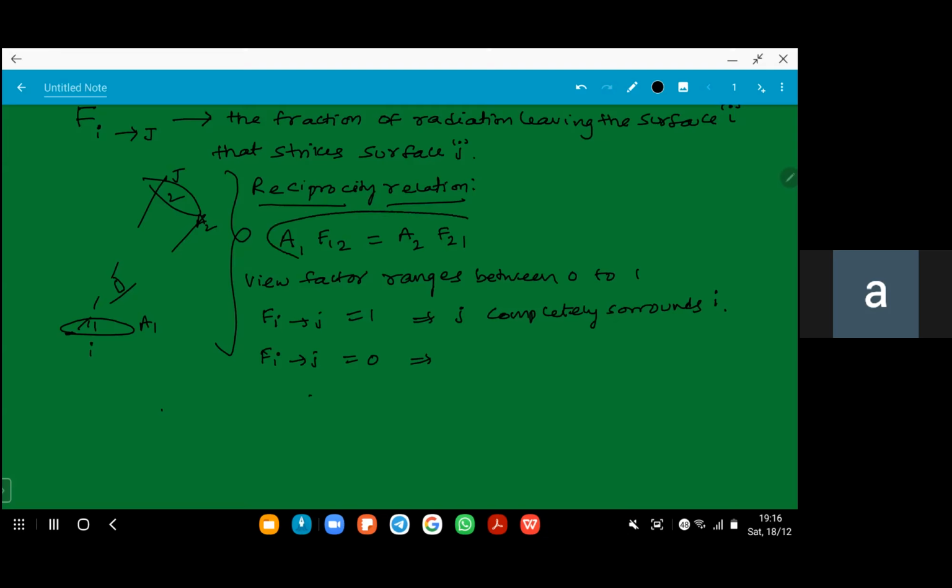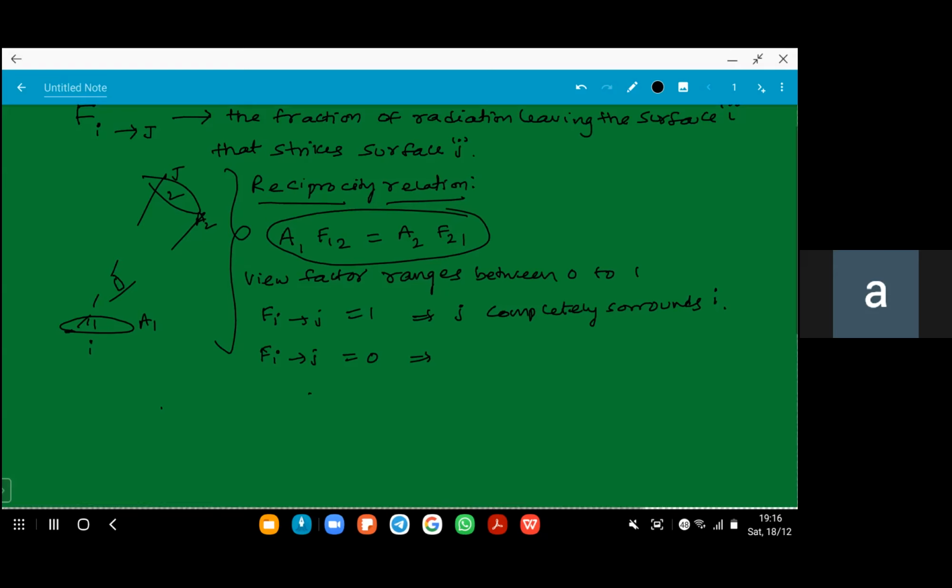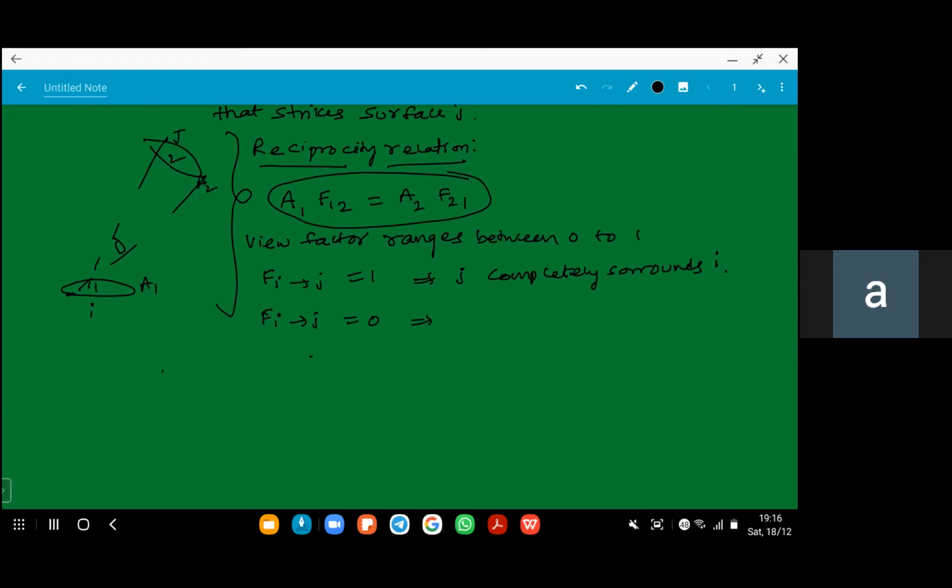At higher levels, like in the BTech program, you will anyway learn this derivation. But the mathematics involved is too lengthy. A page and a half of solution is involved in this. So I am simply giving you the matter of fact: this is the reciprocity relation.